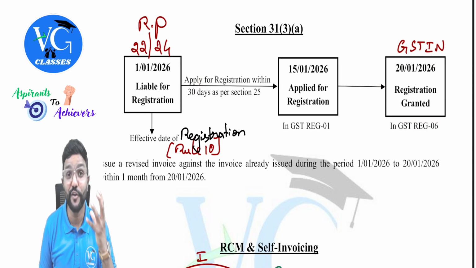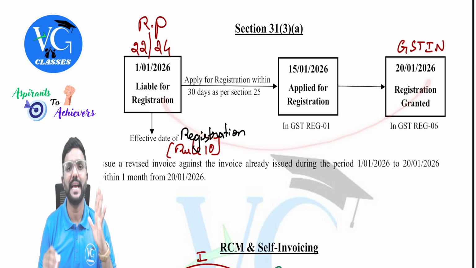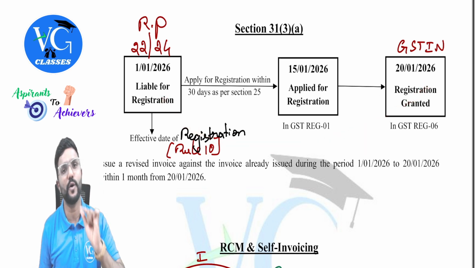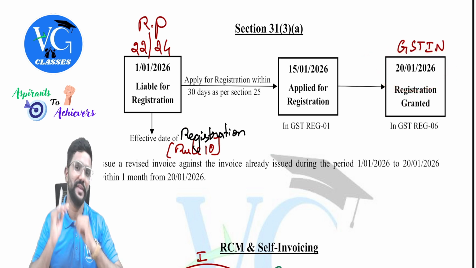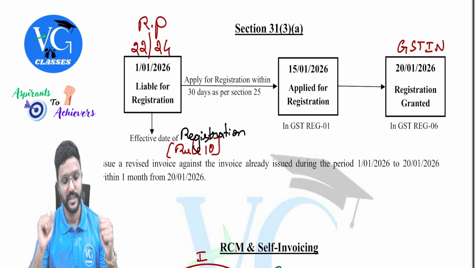So if the supplier has made any supplies in between this date, he has to issue revised tax invoices to all those recipients within 1 month from 20th January, guys. Got it? Yes, sir.